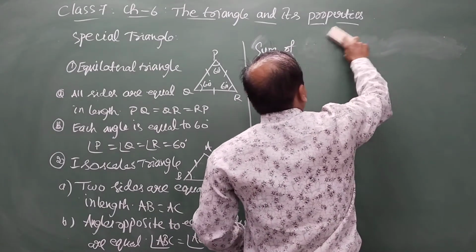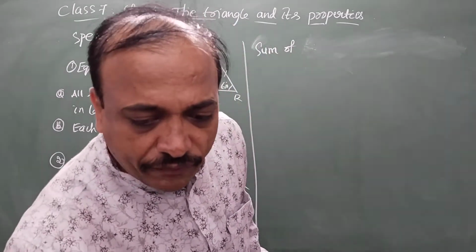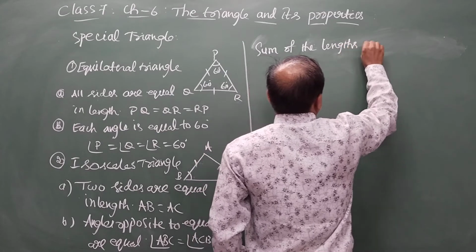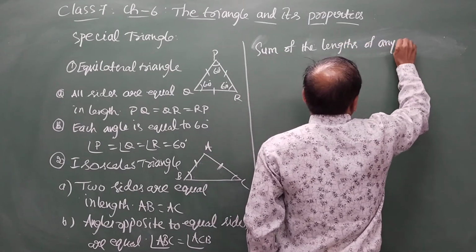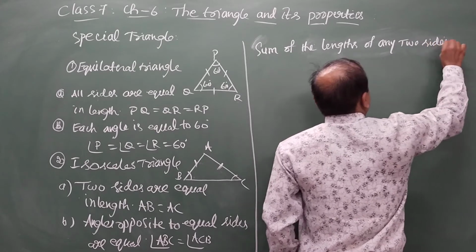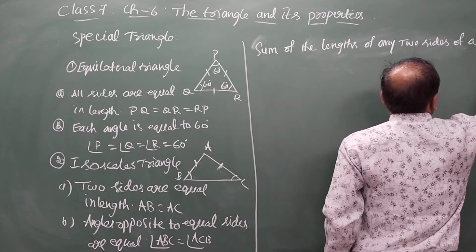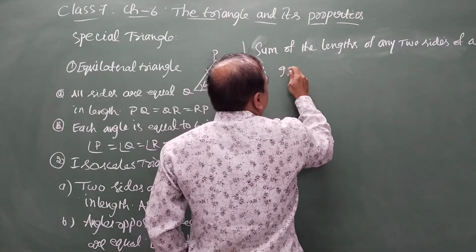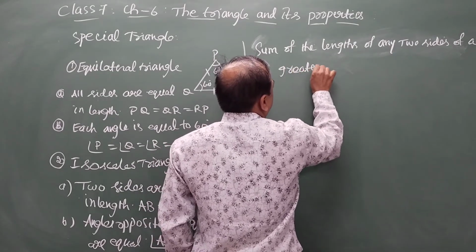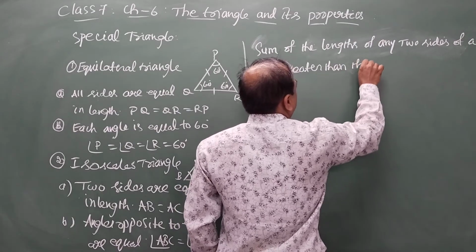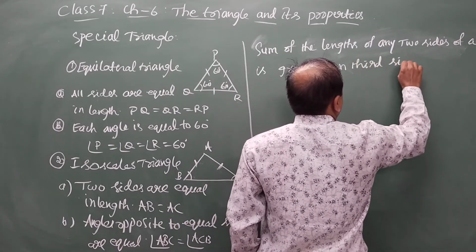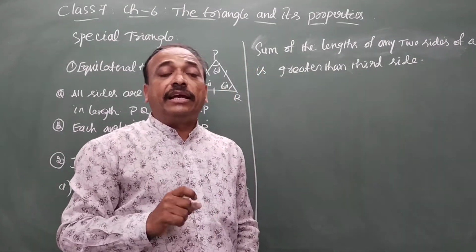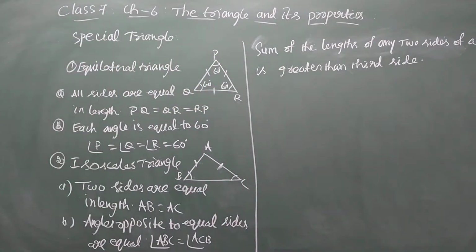The sum of the lengths of any two sides of a triangle is greater than the third side. It should be greater. Let us see that.